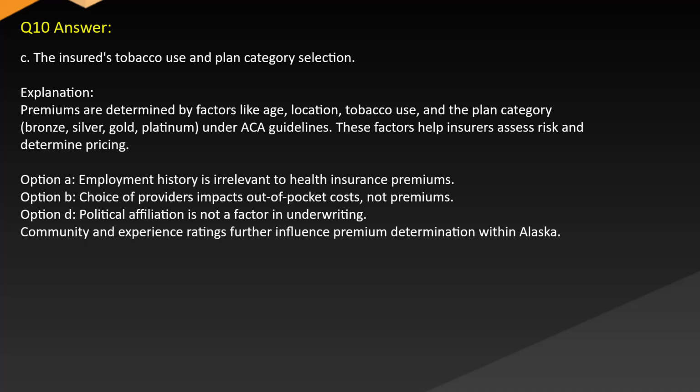Option A. Employment history is irrelevant to health insurance premiums. Option B. Choice of providers impacts out-of-pocket costs, not premiums. Option D. Political affiliation is not a factor in underwriting. Community and experience ratings further influence premium determination within Alaska.